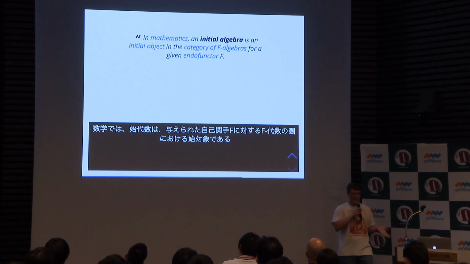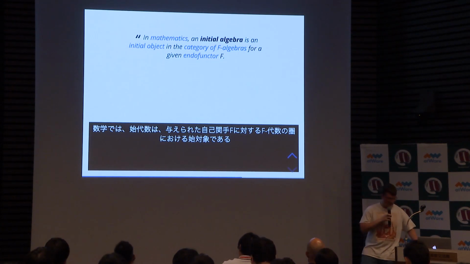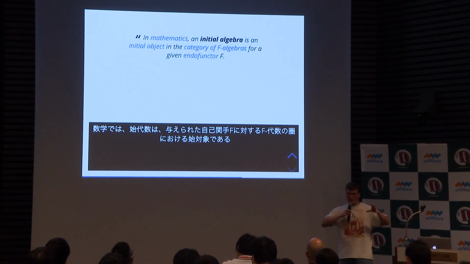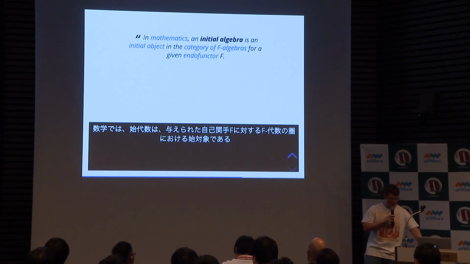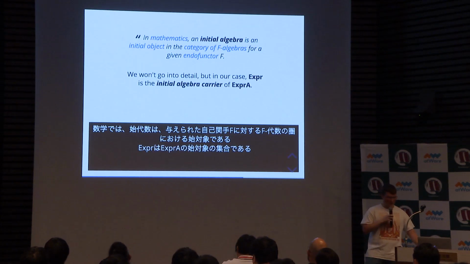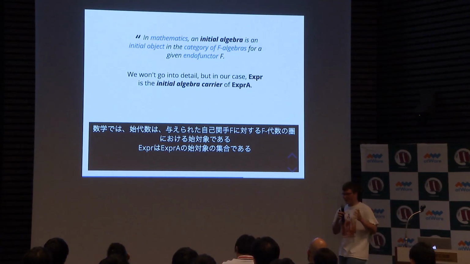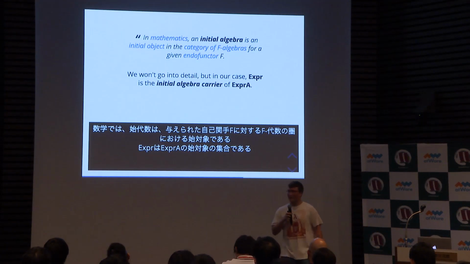And any one of those has a carrier that is like the most informative representation of a type, meaning that it has the most information possible. And that object is called the carrier of an initial algebra. And so in our case, expr is actually the carrier of that initial algebra.